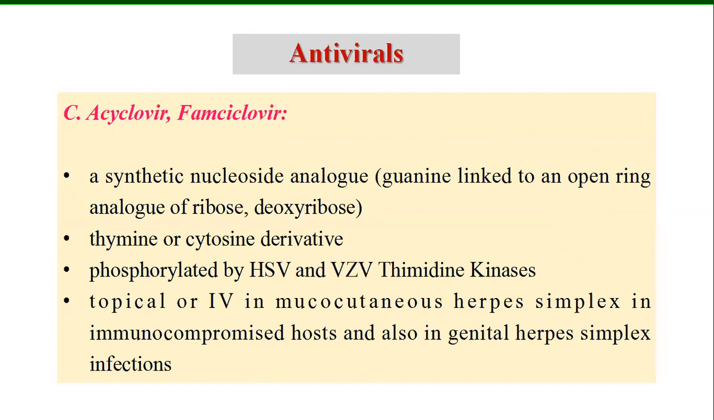Now the third one is acyclovir or famciclovir. It's again a synthetic nucleoside analog. It's a guanine linked to an open ring analog of ribose and deoxyribose. So thymine and cytosine derivatives are there. The phosphorylated forms of this nucleoside analog again utilize the thymidine kinase of HSV.